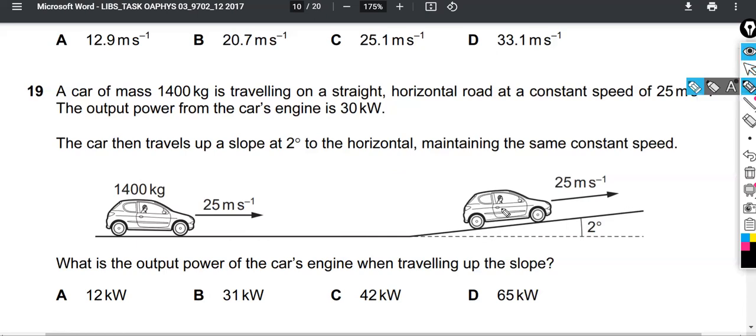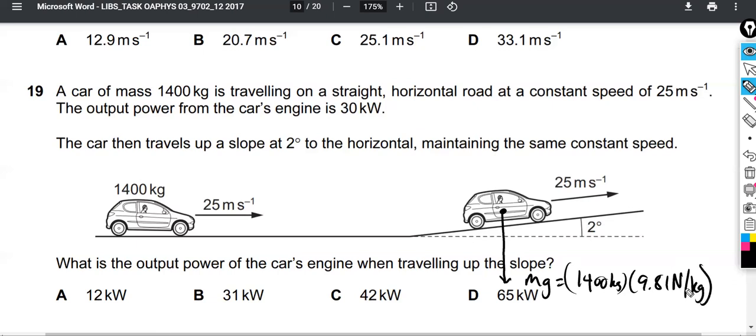So for the review here, let's remind ourselves that there's a vector going this way as the car goes up, and that's the weight, and it's equal to mg, and we're given the mass, 1,400 kilograms. And we'll assume this is on Earth, where the acceleration due to gravity, or strength of Earth's gravity field, is 9.81 newtons per kilogram. So we've got 1,400 times 9.81.